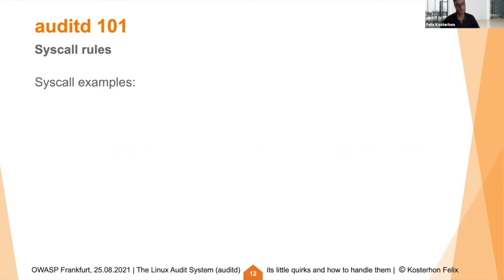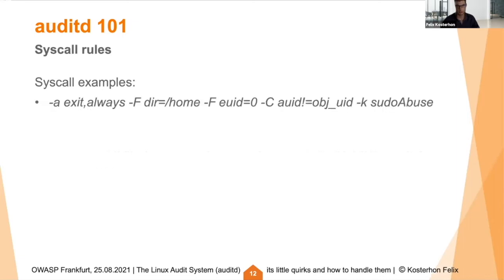And now let's have a look at the Syscall example. It's a bit more complex, but don't worry, we will step through it step by step. First, with -a, we append another rule, and exit always just means when the Syscall is evaluated, this is the point where we want to perform the rule matching. That means exit, and always we want to create a log. But it's not so important here.